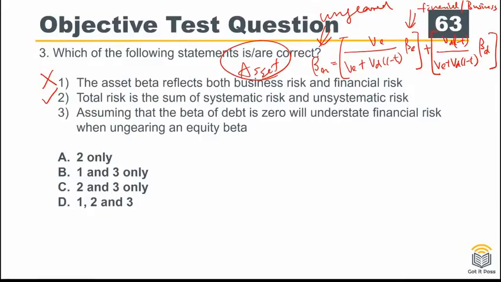Okay, we have to check from the formula whether assuming the beta of debt is 0 will understate financial risk or not when ungearing an equity beta. Here, the formula, we just check here. If the debt beta is, for example, 0, then the asset beta is divided by the weighting of the equity value.